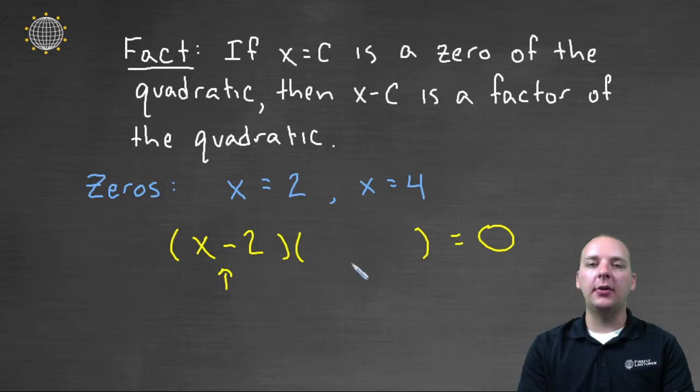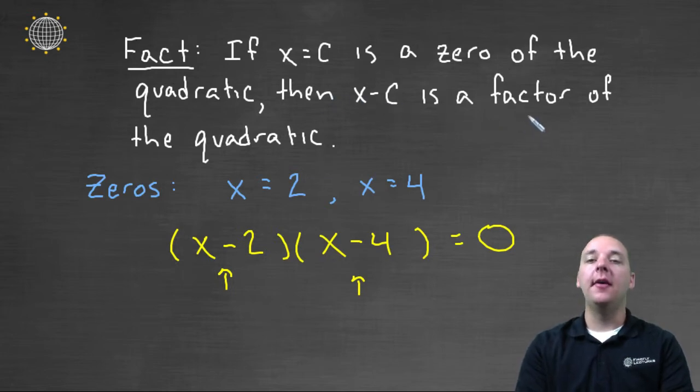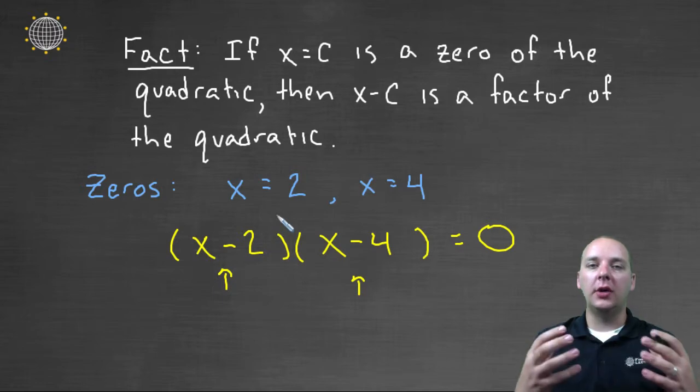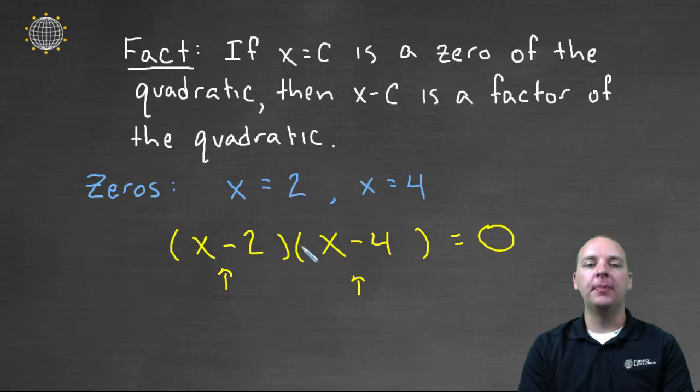And what about the factor that gave us x equals 4 as a solution? Well, I think you'd agree this would have to be x minus 4. And so let's read this fact one more time. If x equals c is a 0 of the quadratic, like 2 or 4 for example, then x minus c would have to be one of the factors of the quadratic. And so what happens is we can build our factors for the quadratic equation by knowing what the solutions for the quadratic equation are. So once we have these factors, well, it's all downhill from there.